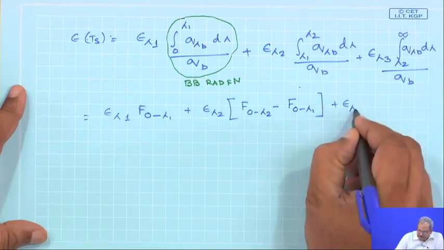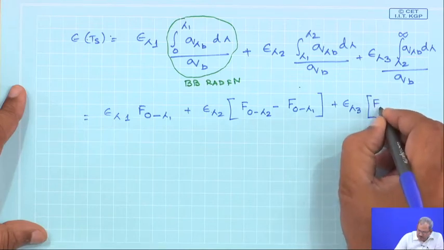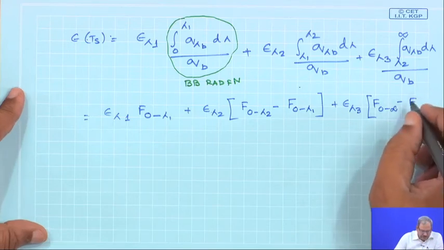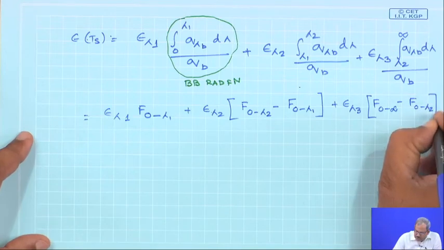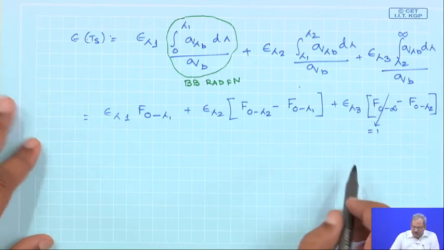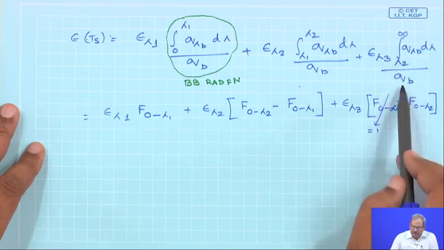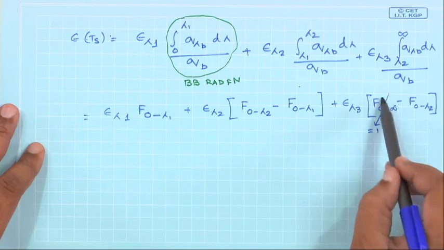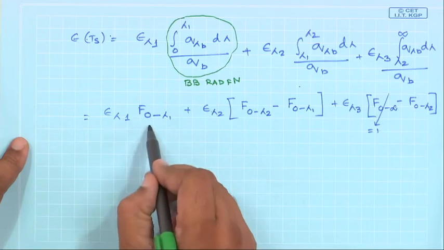The third one is going to be epsilon lambda 3, and it is going to be f from 0 to infinity minus f from 0 to lambda 2. We understand that f 0 to infinity is simply equal to 1, since that fraction would be equal to 1. So, the fraction of energy contained between 0 to infinity is simply going to be equal to 1. Now, I have to evaluate all this.